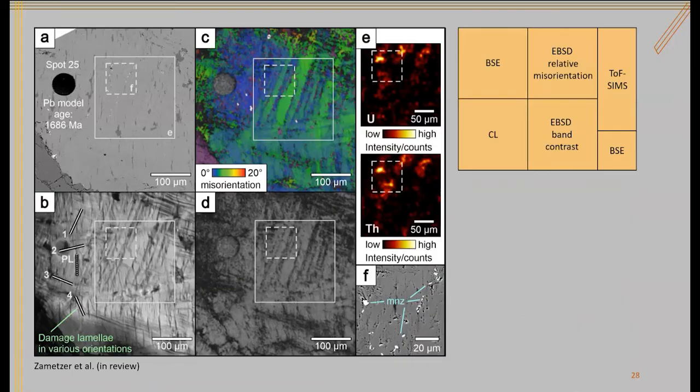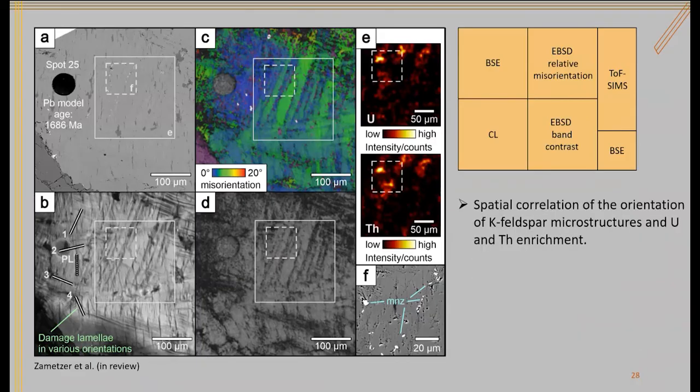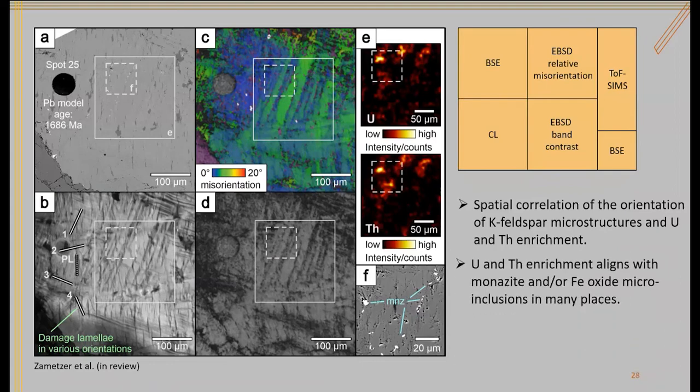As you can see in the ToF-SIMS map in panel E, we can document uranium and thorium enrichment in K-feldspar that is actually not supposed to be there, but it nicely aligns with the orientation of the microstructures. And when we take a very close look at a very high magnification, we can identify tiny micro-inclusions that are shown in panel F. That's a BSE image at very high magnification. They tell us that the uranium and thorium enrichment and these microstructures, at least in places, align with monazite and/or iron oxide, magnetite or hematite micro-inclusions.